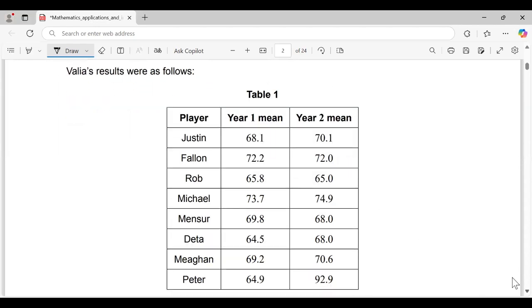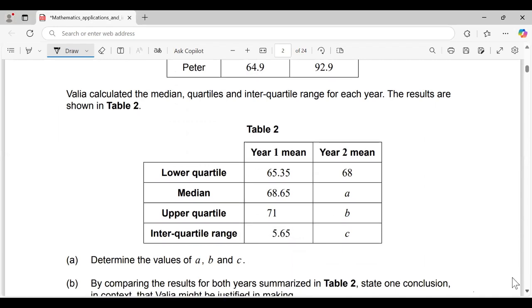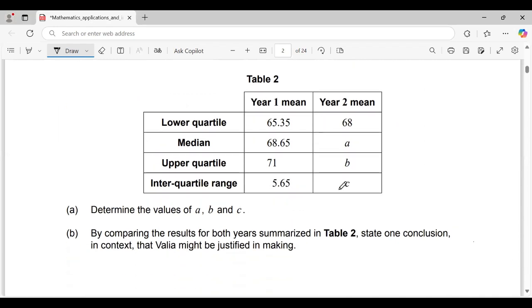On this table, the data. Valia calculated the median, quartiles and interquartile range for each year. The results are shown in table 2. A, B, C. Median A, upper quartile B, interquartile range C. Determine the values of A, B, and C.